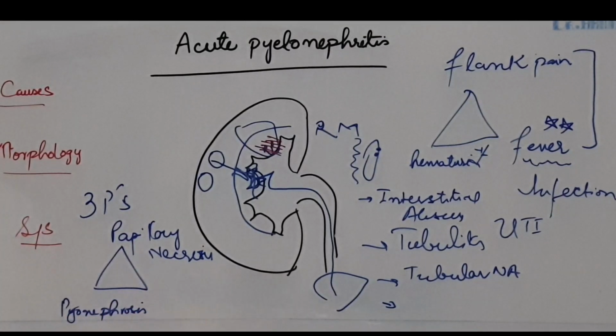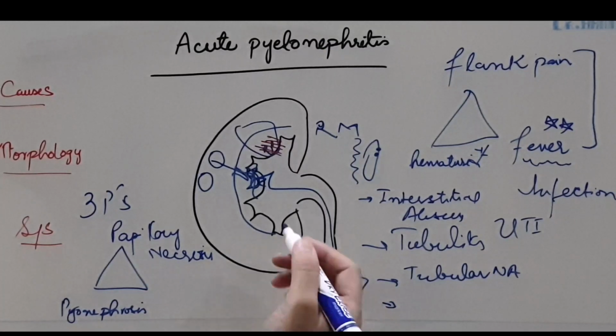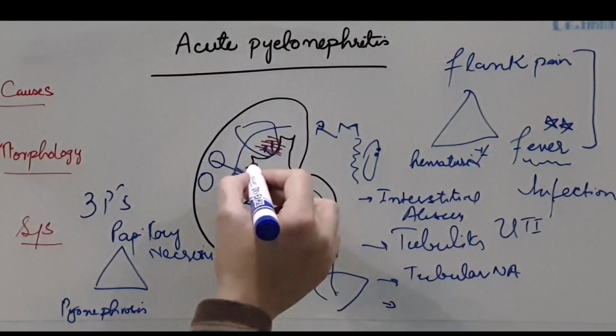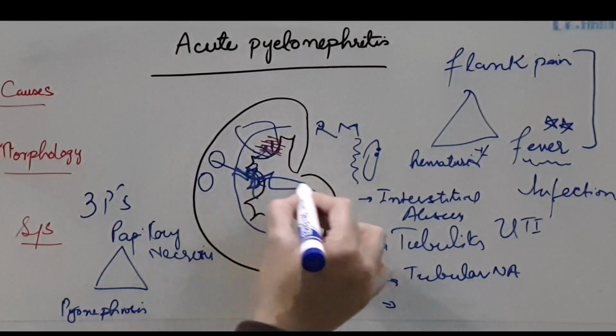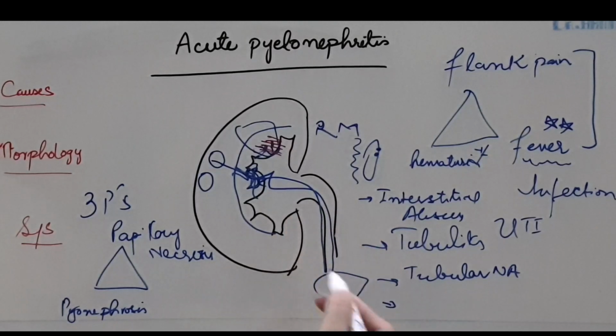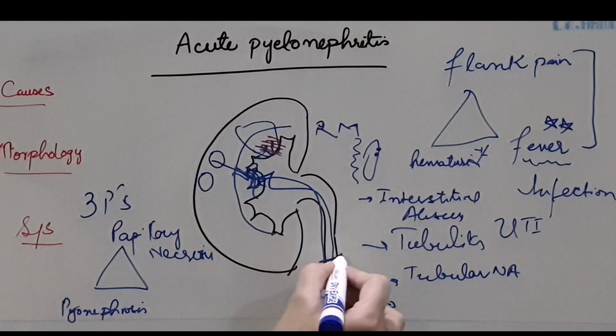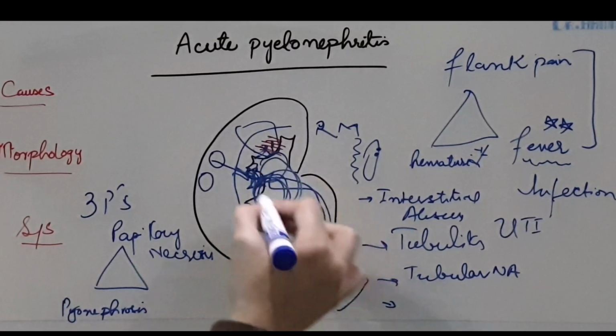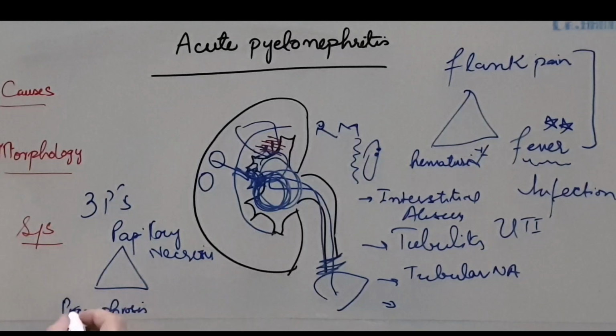When there will be obstruction, as acute pyelonephritis usually occurs as a result of obstruction, it will lead to pus formation in this region. Pus has to drain into the bladder and then into the urethra and go out in the urine. But when there is obstruction in this region, it will accumulate in the pelvicalyceal system, and this is known as pyonephrosis. Then we have perinephric abscess.